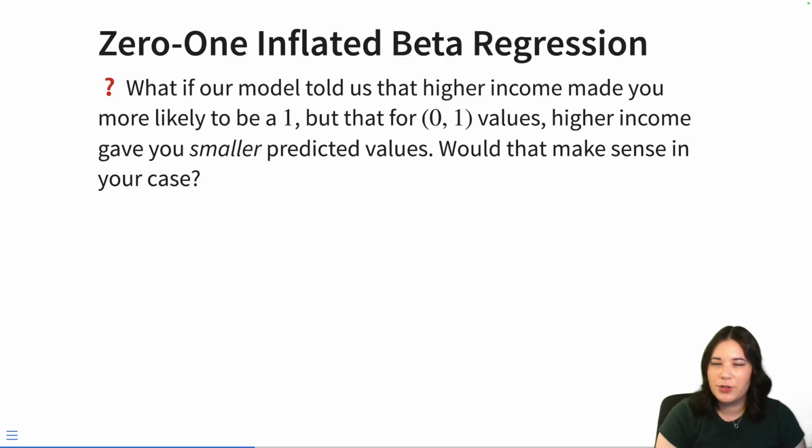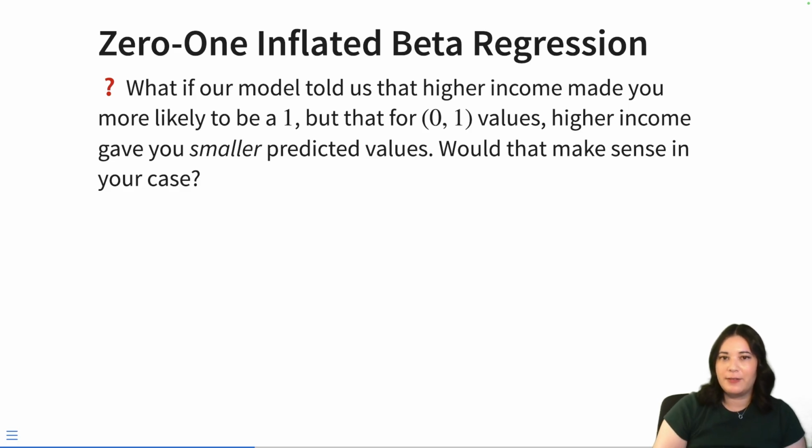For instance, I want you to do a little bit of a thought experiment. What if our model was trying to use income to predict something, and it said that higher incomes made you more likely to be a 1, an extreme value? But for values between 0 and 1, higher income actually reduced your prediction. It made it so that our predicted value was closer to 0. What you have to do when you're thinking about 0-1 inflated beta regression is figure out if that makes sense.